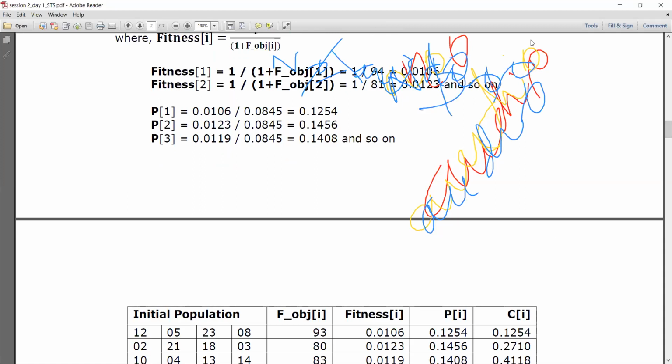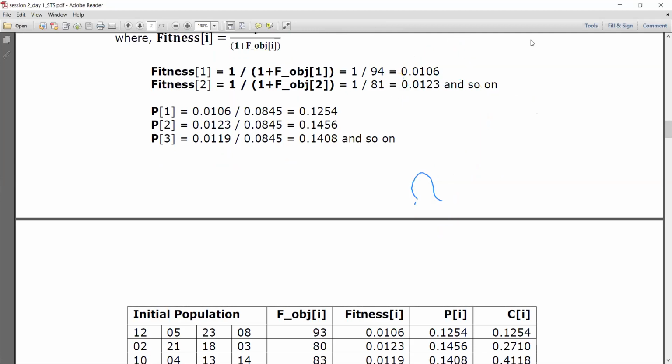I don't know who is scribbling. Who is doing the scribbling? I don't know.